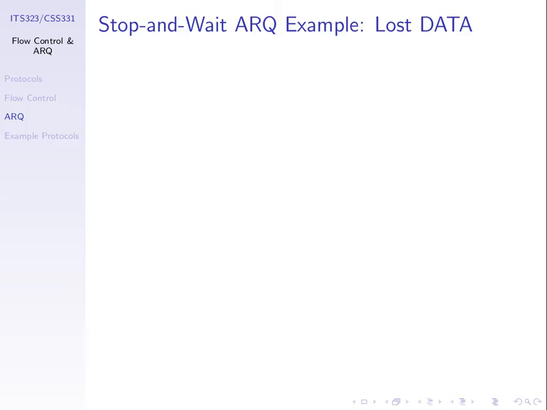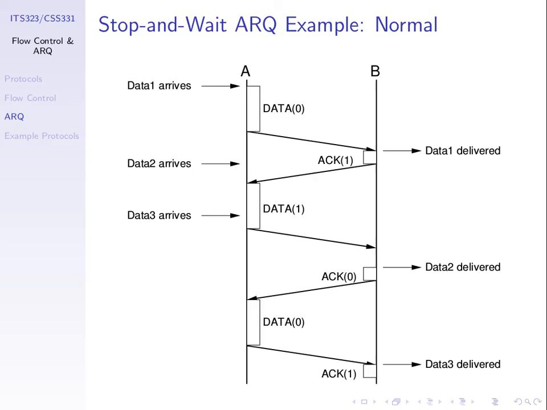I want you to try and draw a diagram of the same scenario where the first data frame is successfully delivered, but the second data frame has an error in it and doesn't get delivered to B. So try and draw that, basically this diagram, where this one's the same, that's easy. This data frame doesn't get to B. It's lost for some error in the link. It doesn't arrive. Then what happens?